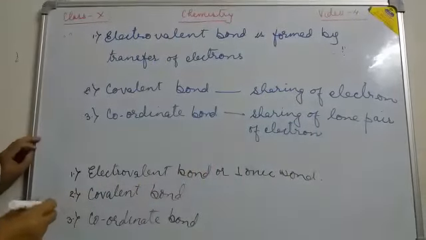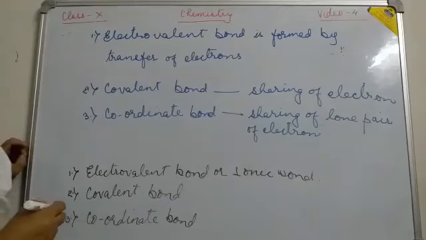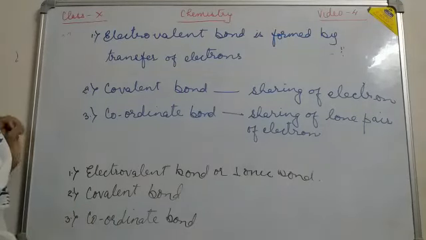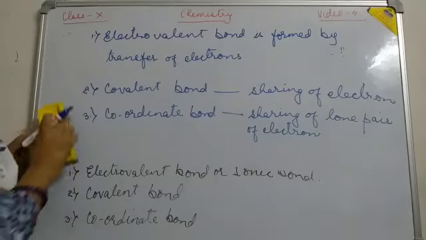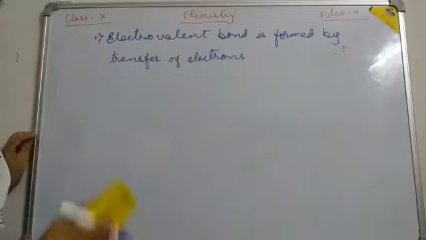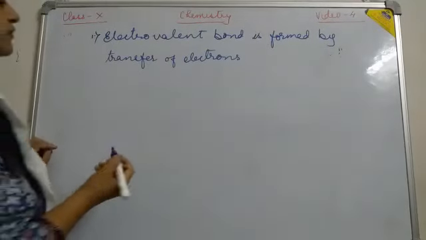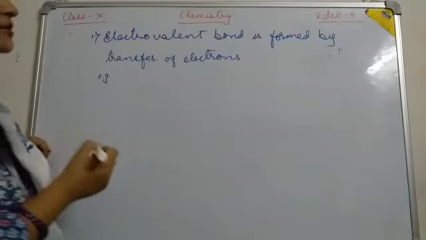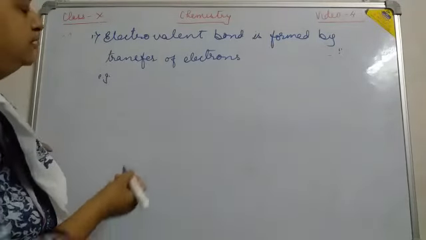In the next chapter, we will discuss the covalent bond and coordinate bond. In this chapter, let's discuss only the electrovalent bond. What is an electrovalent bond? It is formed by the transfer of electrons. It generally occurs between metals and non-metals.